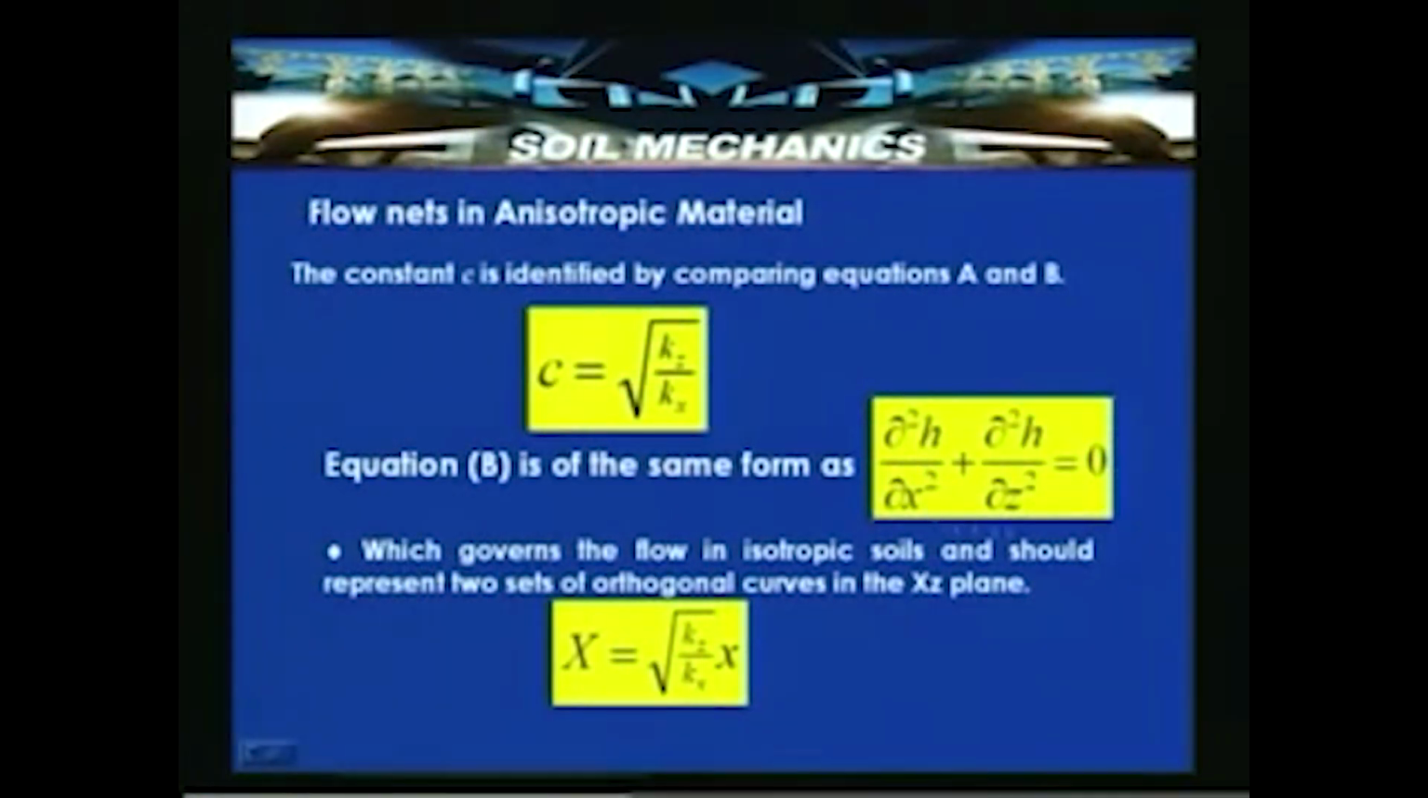So equation B is of the same form as ∂²h/∂x² + ∂²h/∂z² = 0, which governs the flow in isotropic soils and should represent the two sets of orthogonal curves in the capital X, small z plane. So z is the same, but X is different because we are now trying to convert anisotropy into a transformed section. Here capital X is equal to c times x. Substituting c equal to root over kz by kx, we can write capital X equal to root over kz by kx into small x.